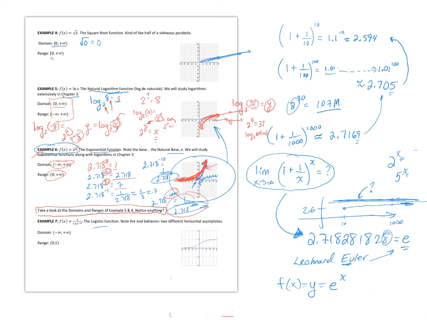Now, moving on to example 7, the logistic function. Very funky looking little graph here that we have two different horizontal asymptotes. On the left, it's heading off toward y equals 0, and on the right, it's heading off toward y equals 1.